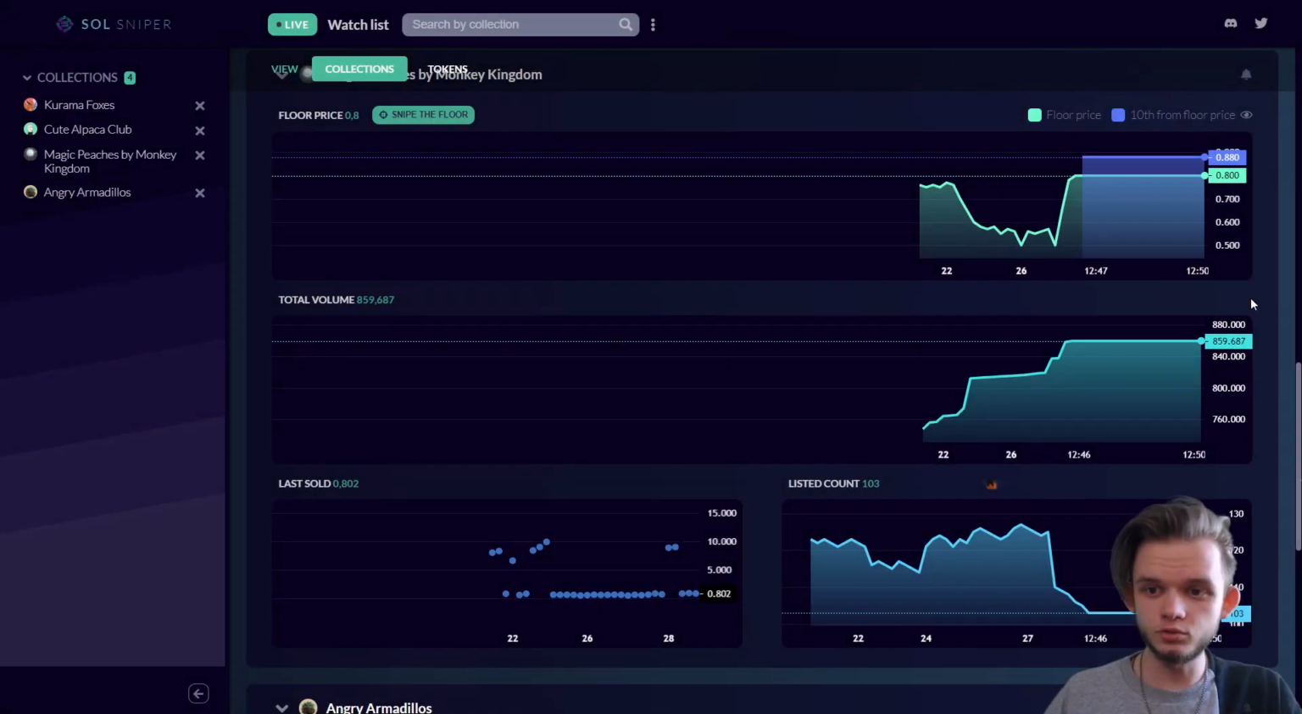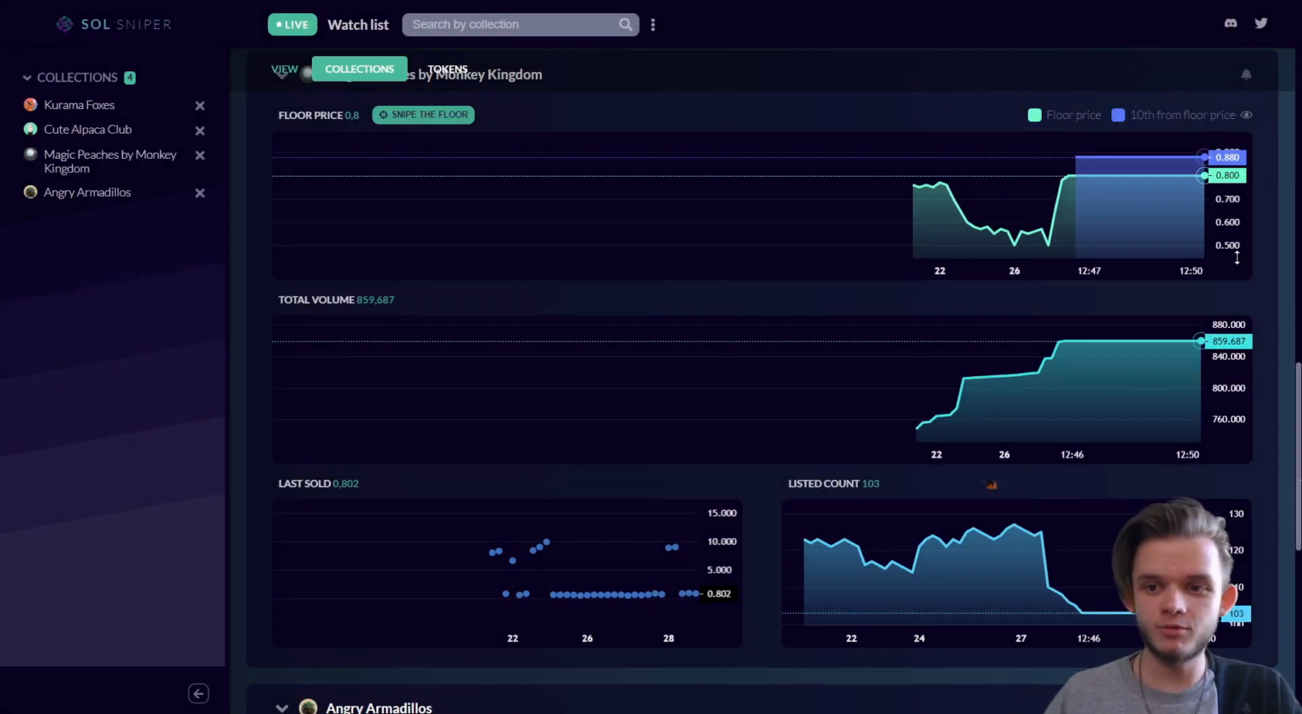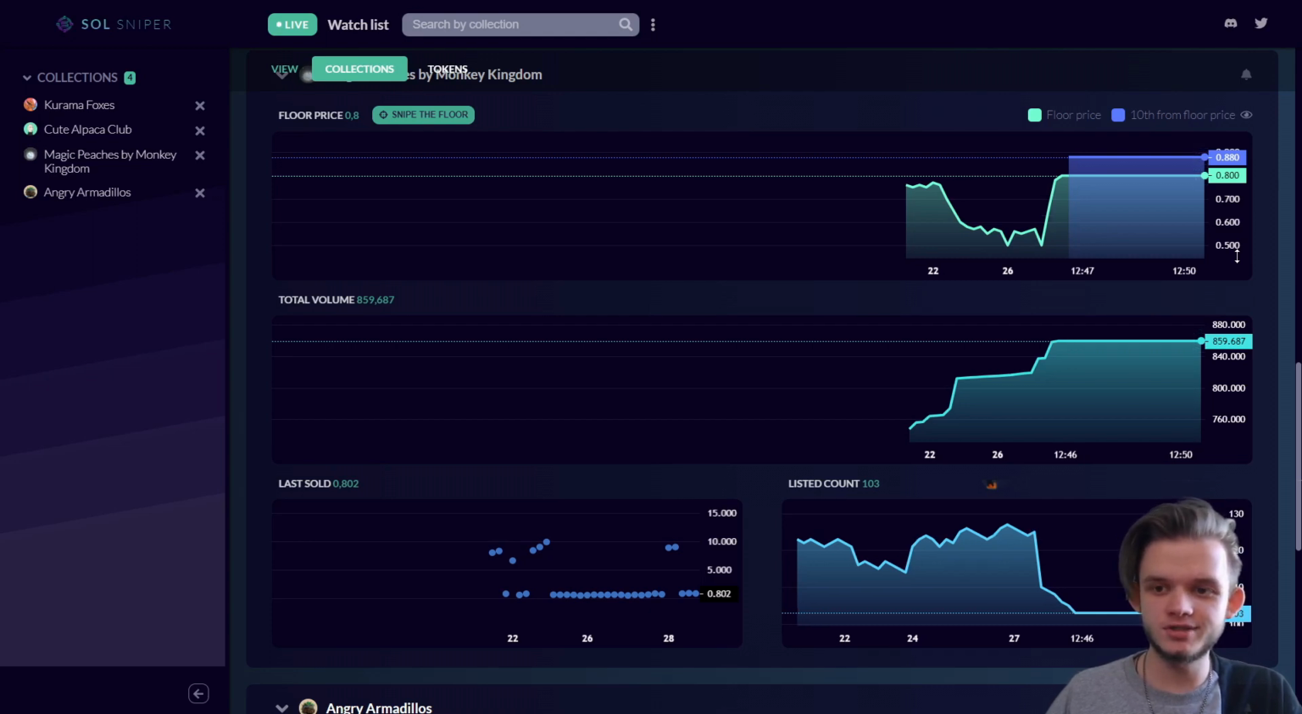We have other tools here. On some collections, some of the charts are not working. Maybe this is because of VPN, maybe not all collections support that. I don't really know. Maybe they're just changing something, making updates. I don't really know that.